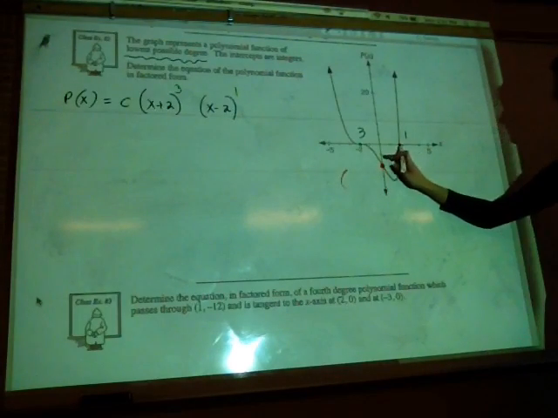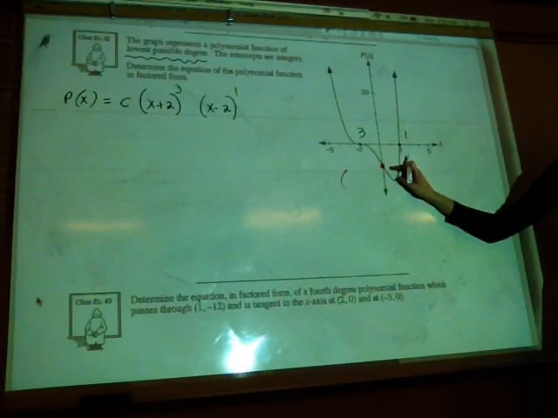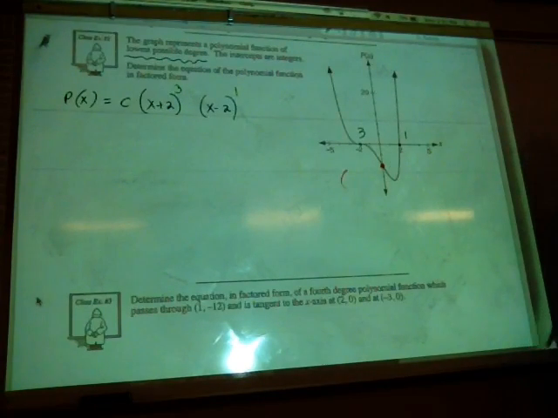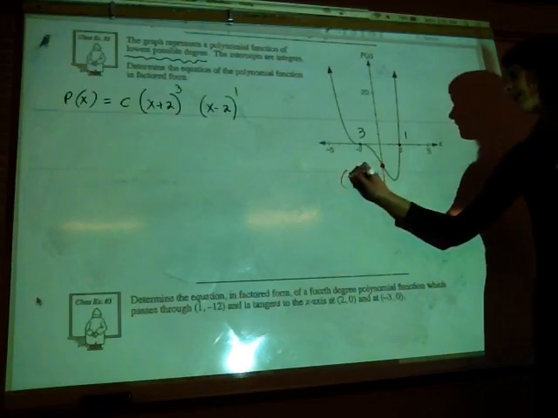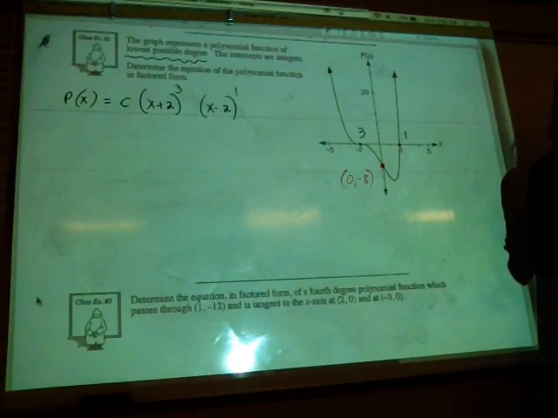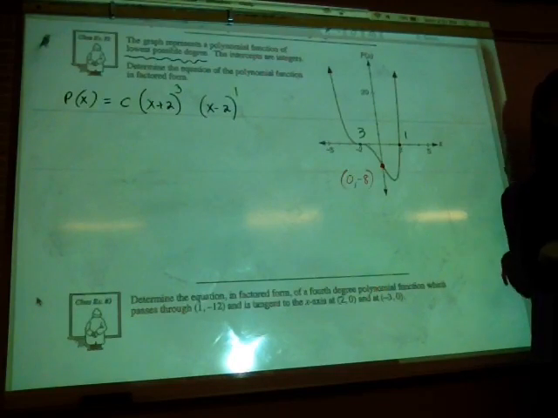First of all, be careful. If you were to look at this quickly, you would think 0, negative 2. But what's the scale? I think 4. So it's going 0, negative 8. So be really careful if you're given a graph.